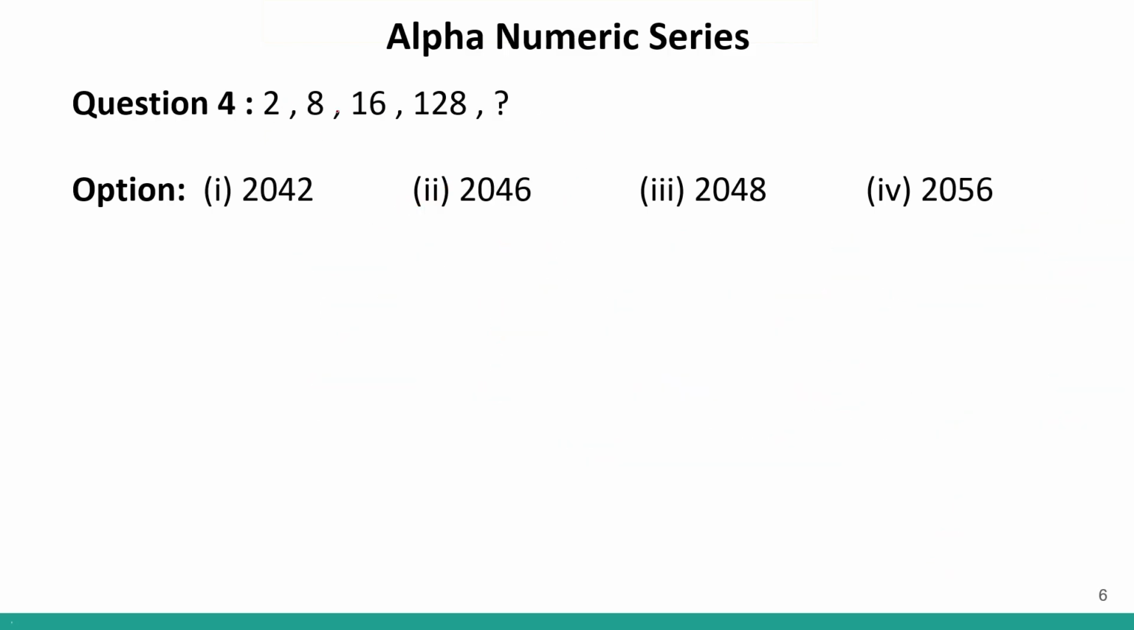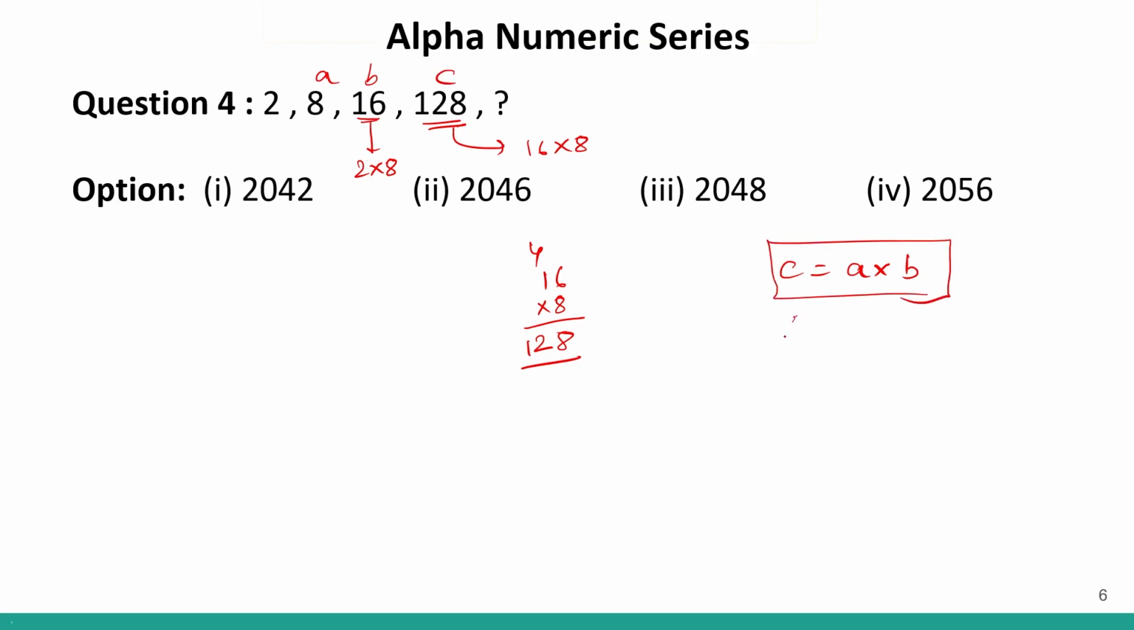Question number 4, we have 2, 8, 16 and 128. If I see 16, I see 2 and 8. 16 can be written as 2 into 8. If I look at 128, 128 can be written as 16 into 8. 16 into 8: 8 sixes are 48 and 8 ones are 8 plus 4, 128. So if this is A, this is B, this is C, then C is equal to A into B. This is the logic that is being followed.